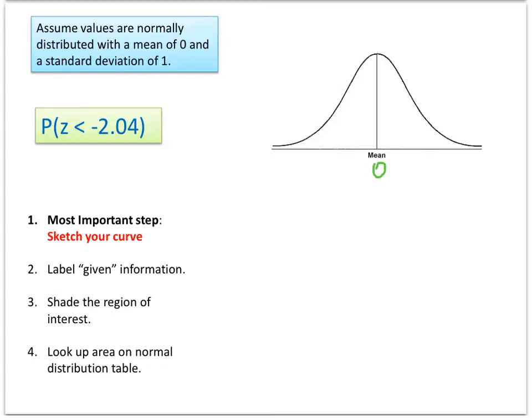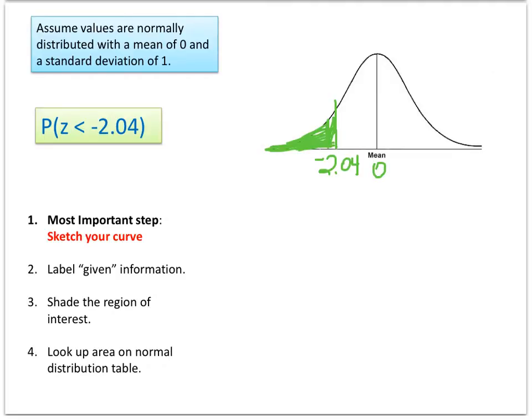Shade the region of interest. Our z-score of negative 2.04 is going to be to the left of the mean, because all negative z-scores are to the left of the mean. So anywhere over here on the left, it doesn't have to be exact, just somewhere on the left, draw a line for negative 2.04. And again, this is a sketch. It doesn't need to be exact. We want to know less than negative 2.04. So the area that's less than negative 2.04 is going to be this area right here. So now I have an image of the area that I'm trying to find.